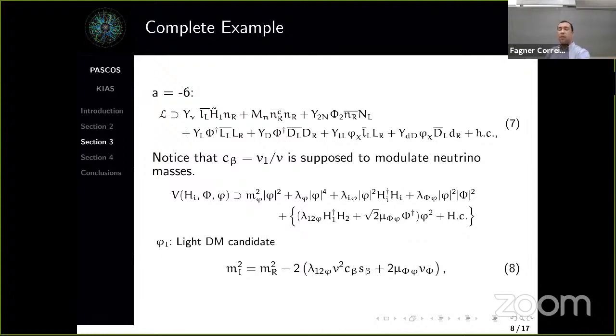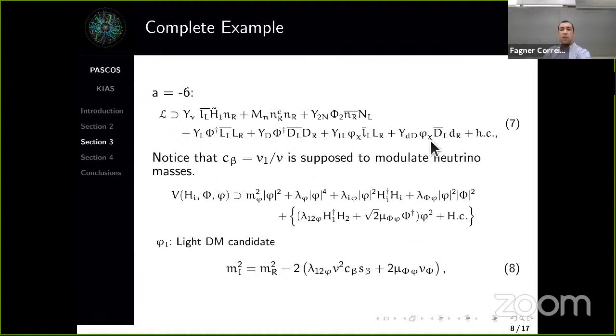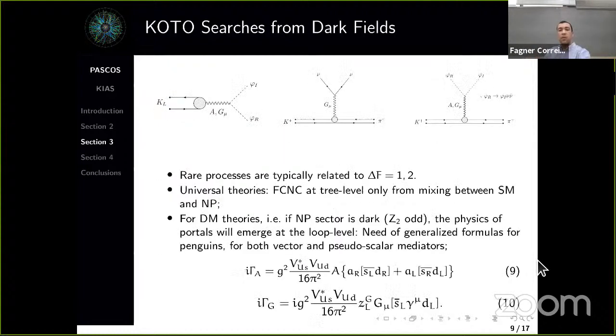Okay, so this is the content that we have. We have a dark matter candidate here. We have neutrino masses, and then we introduce a new inelastic singlet here in order to study inelastic scalars in the Koto process.